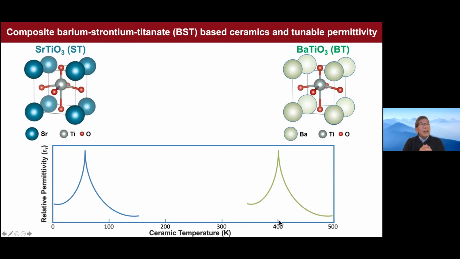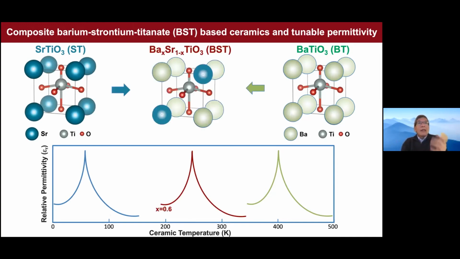On the other hand, another compound, strontium titanate, has similar behavior, but at a very low temperature. So one way to move this curve to the right temperature, for example room temperature, is to make a composite compound replacing some Sr with Ba. So we call it BST.